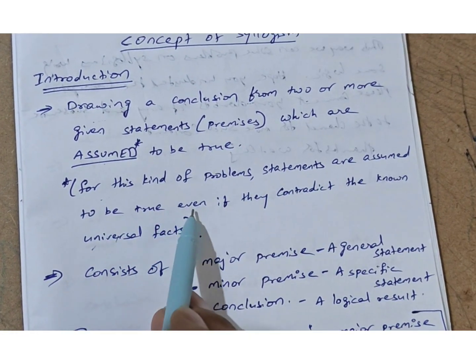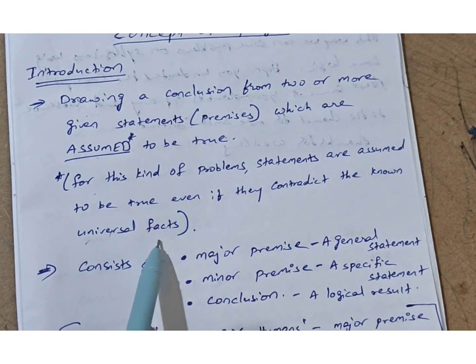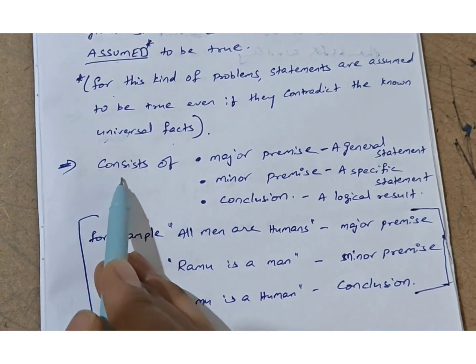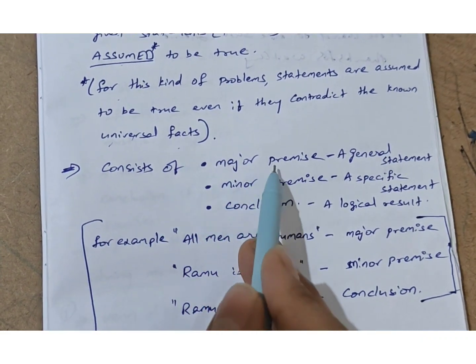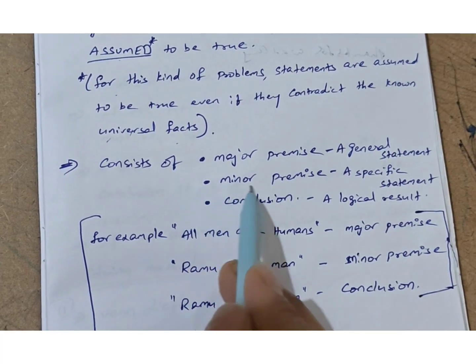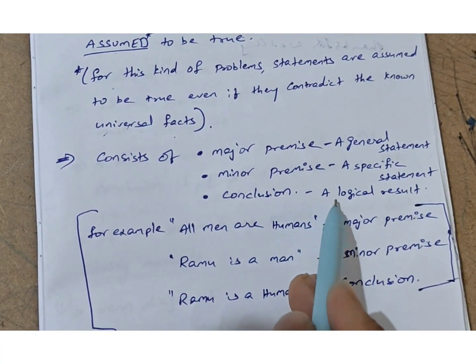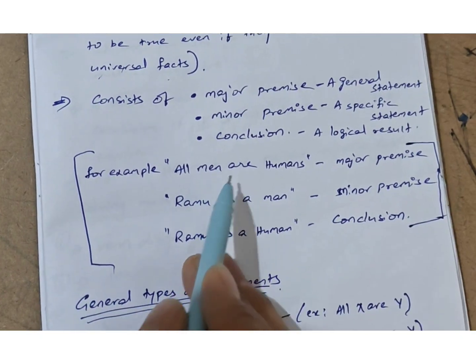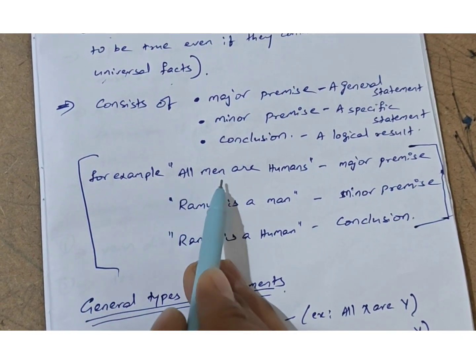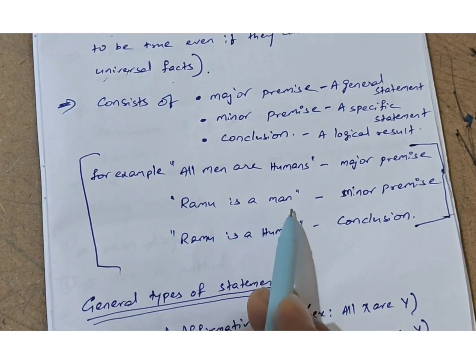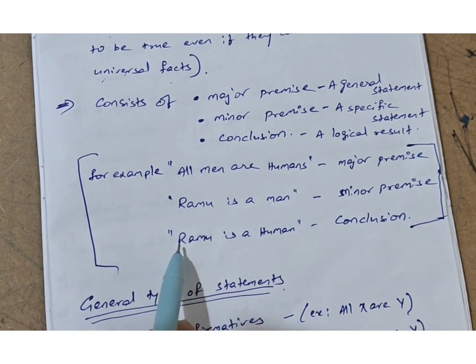A standard or basic syllogism problem consists of three main parts: a major premise, a general statement; a minor premise, a specific statement; and a conclusion, which is a logical result. For example, "All men are humans" is a general statement. "Ramu is a man" is a minor premise or a specific statement. "Ramu is a human" is called a conclusion.